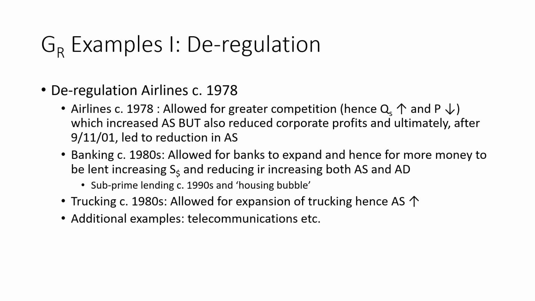A major example is the deregulation of the airline industry, which really began in the late 70s. We won't get into the nature of that deregulation. The way the airline industry worked was it was protected. They had protected markets and protected competition, and the government would regulate prices to keep them from gouging consumers. When they deregulated, this allowed for greater competition. The quantity of supply went up, the price went down, which increased aggregate supply.